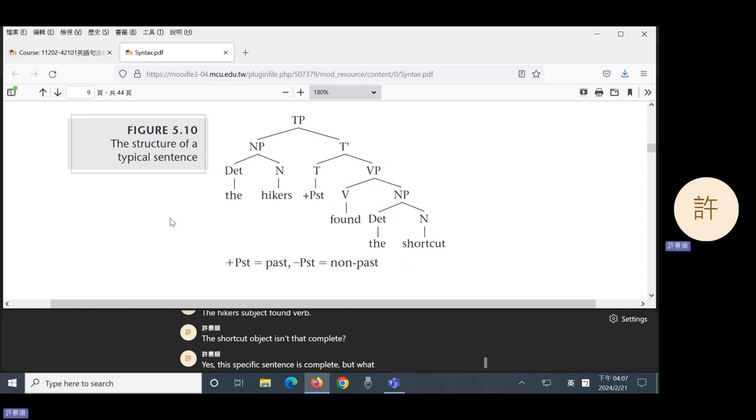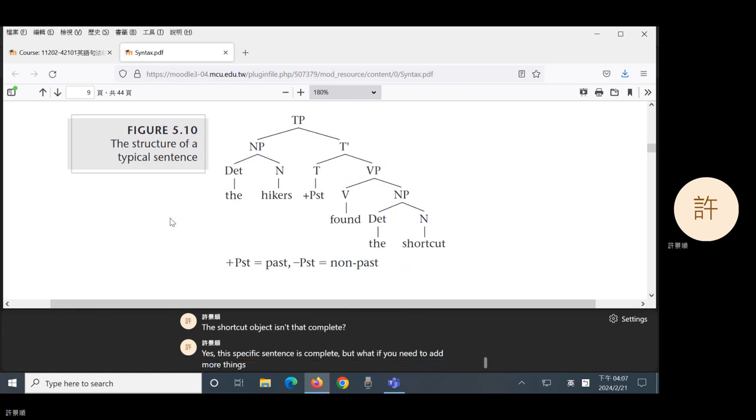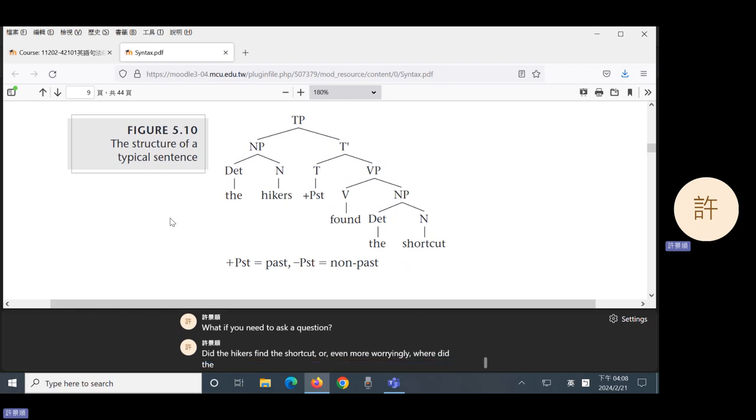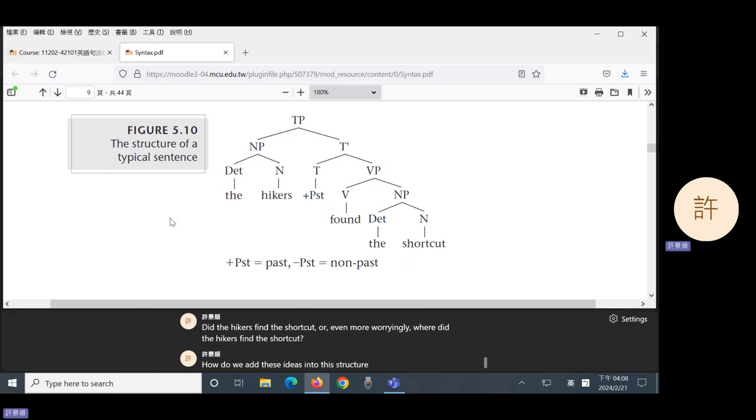But what if you need to add more things? What if you need to say the hikers did not find the shortcut? What if you need to ask a question? Did the hikers find the shortcut? Or even more worryingly, where did the hikers find the shortcut? How do we add these ideas into this structure? Well, you can't. You have to expand the structure. You have to add another level.